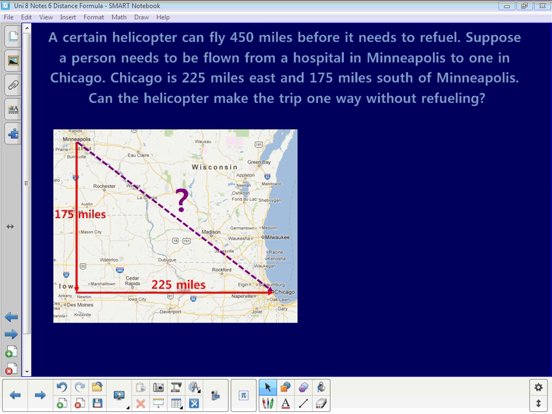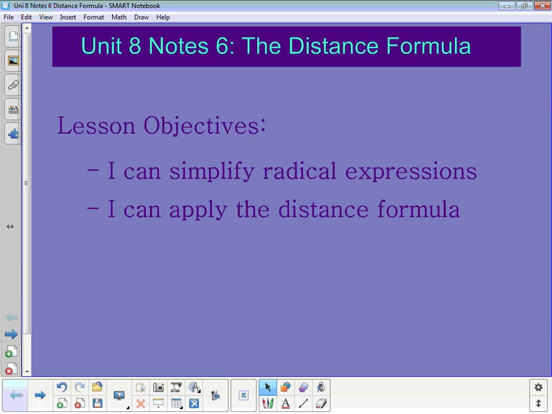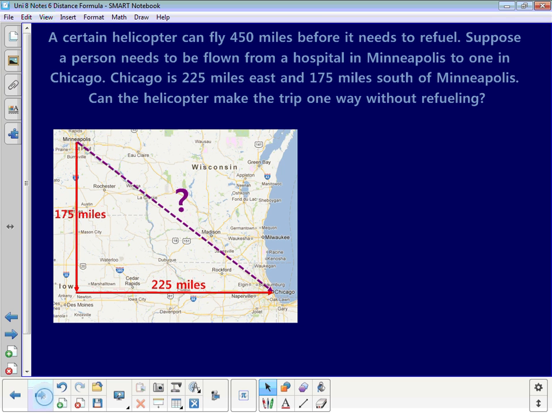All right, guys, we are back for our last video for Unit 8. We're on Unit 8, Note 6, which is on the distance formula. Today our lesson objectives are simplifying radical expressions, which again we've been doing all throughout Unit 8, and also can we apply the distance formula. So let's look at our first example.